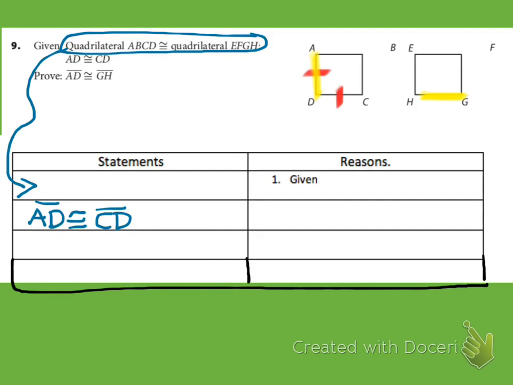Well, I actually know for sure, based on how the vertices match up, that AD and EH, so again, AD would be the first and last of the name, and then EH would be the first and the last, so those would go together. So I actually know that those are congruent. So I'm going to go ahead and say that AD is congruent to EH. I know that, but I also know that DC is congruent to HG.